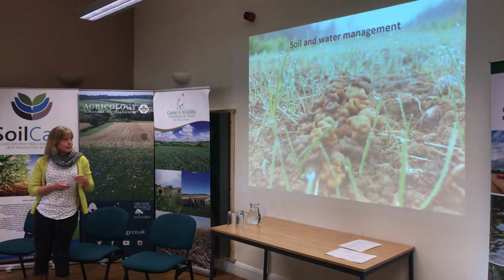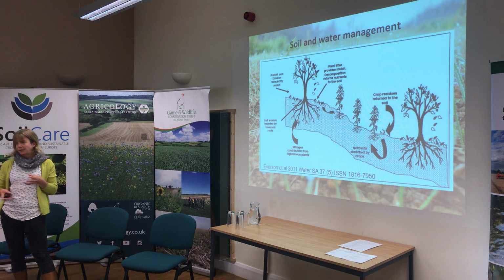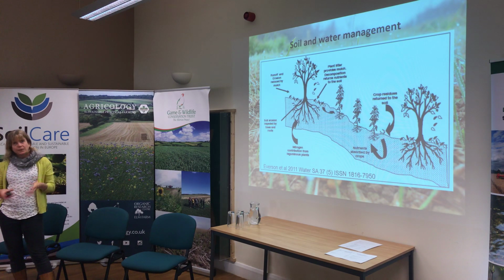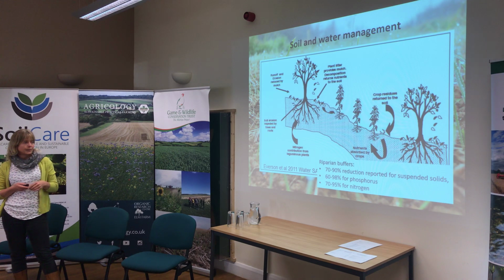Moving on to soil and water management. One of the key features of agroforestry systems, by integrating trees into the system, is that trees have deeper roots than crops, and there's this idea of a safety net. The trees basically mop up any of the nutrients being lost or leached from the crops, returning it back to the topsoil through leaf fall. This is a key benefit of planting riparian buffers, where research has shown that this can lead to a 70 to 90% reduction for suspended solids, 60 to 98% reduction for phosphorus, and 70 to 95% for nitrogen. And again, this is returning it back into the cropping system.